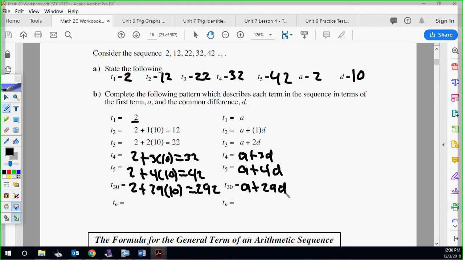So how can I write that as a general term? That means no numbers. What's the pattern we're seeing? So let's do it with the D and the A in there. The A will be 2 plus, how do I represent 29? How are we getting 29? Take 1 off the term. And what letter represents the term number? N. So it's n minus 1 times D, which is 10 for us in this part.